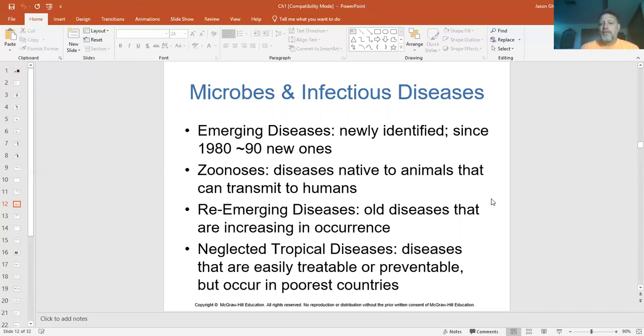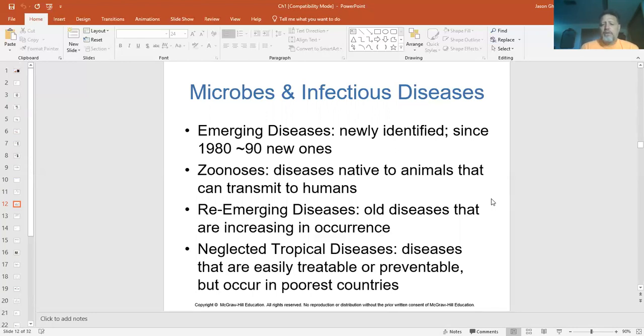Zoonosis. This means these are diseases that come from animals, that normally live in animals and don't cause problems with the animals, but it jumps the species and comes over to humans. And because it hasn't evolved with us, it causes us problems. And that's kind of what's going on with COVID-19.